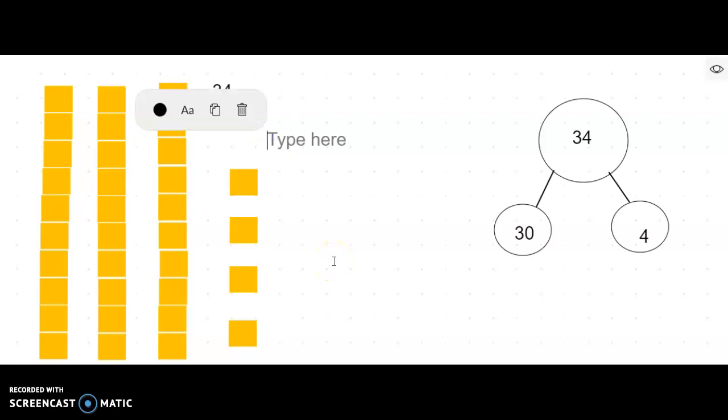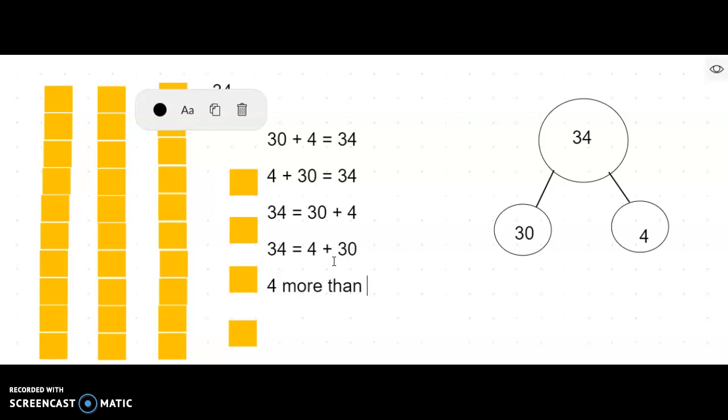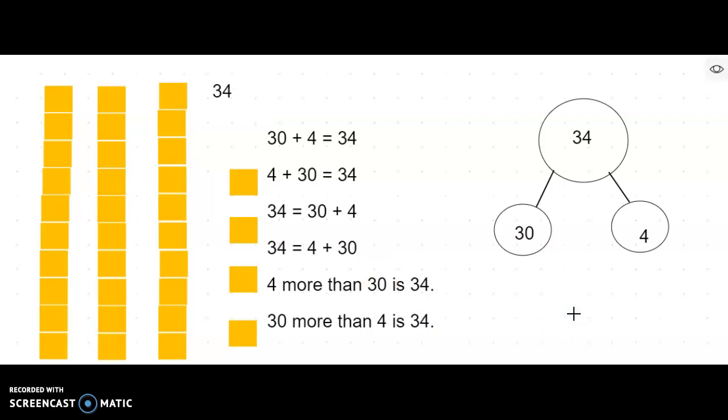And my addition sentences can be 30 plus 4 equals 34. 4 plus 30 equals 34. 34 equals 30 plus 4. 34 equals 4 plus 30. 4 more than 30 is 34. And 30 more than 4 is 34. That is a lot of different ways to say that, and this can be a really tough concept.